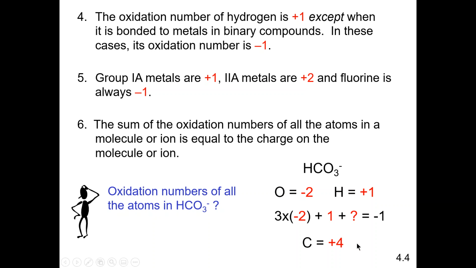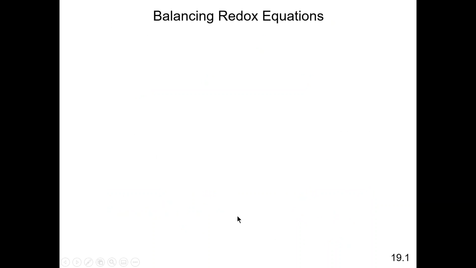As you can see, utilizing different rules among the collection of rules that I just went through, you can determine the oxidation number of each element in any compound. Now I'm going to stop here because I'm going to post another video which deals with balancing redox equations.